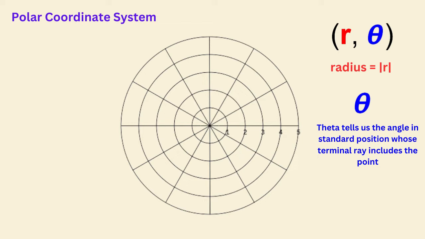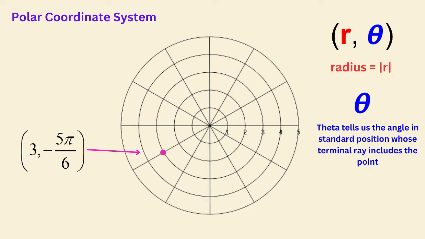Now, how do we know where our point is? Well, we have to look at both the r and the theta. The r tells us the circle that we are on with that radius, again, the absolute value of r, and the theta tells us where that terminal side intersects that circle so that we know where the point goes.